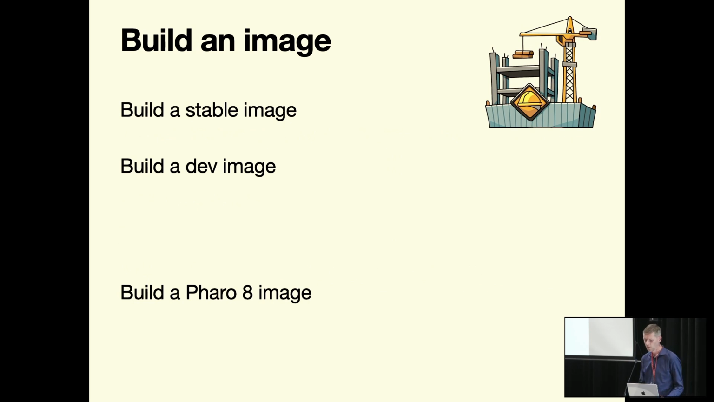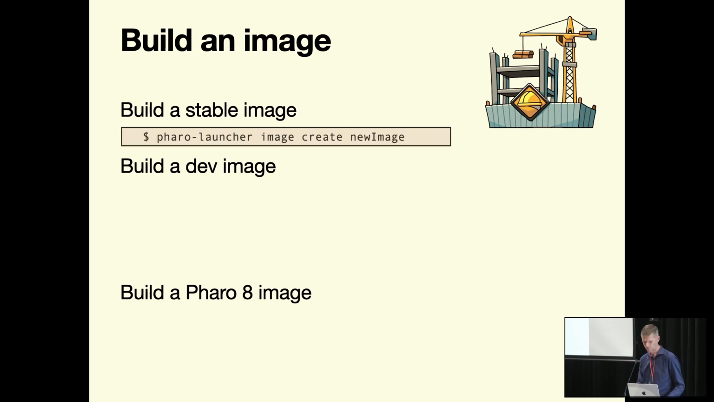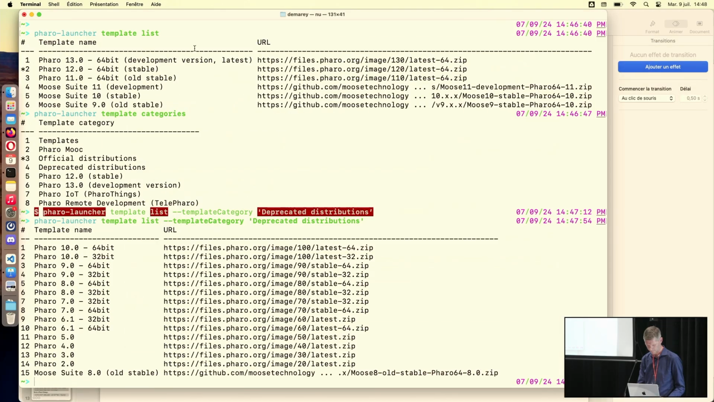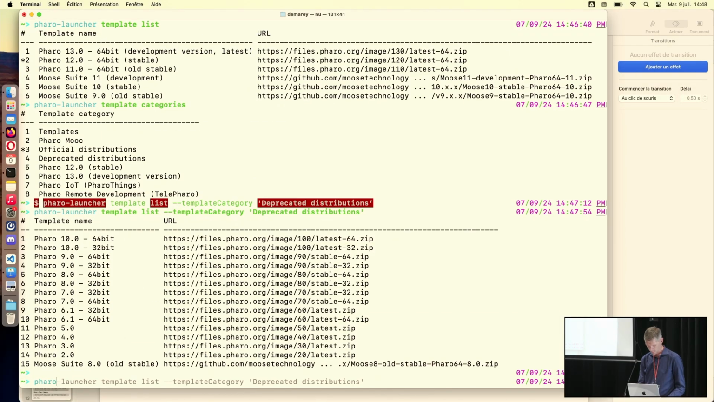More interesting, how to build an image. To build a stable image, you just have to do Faro launcher image create the name of your image. So let's do that. Faro launcher image create new image.